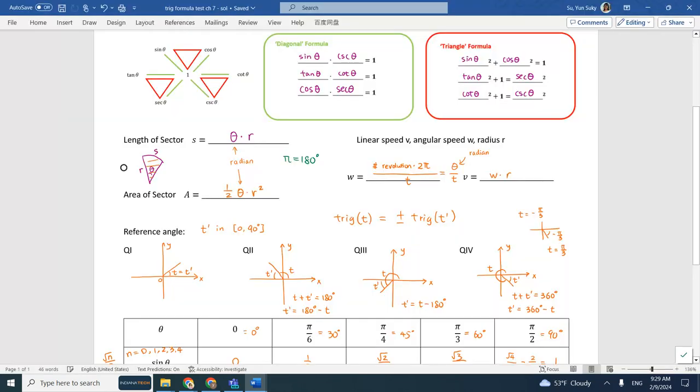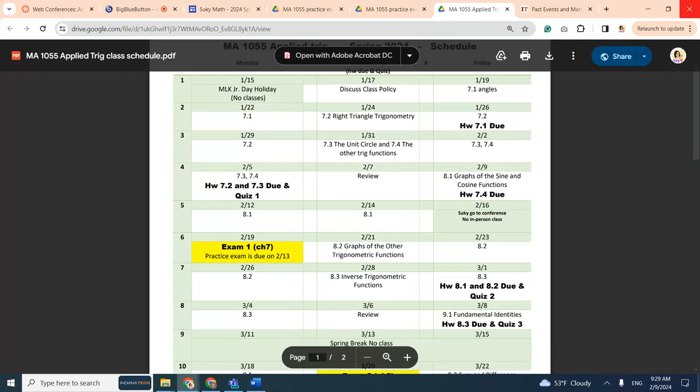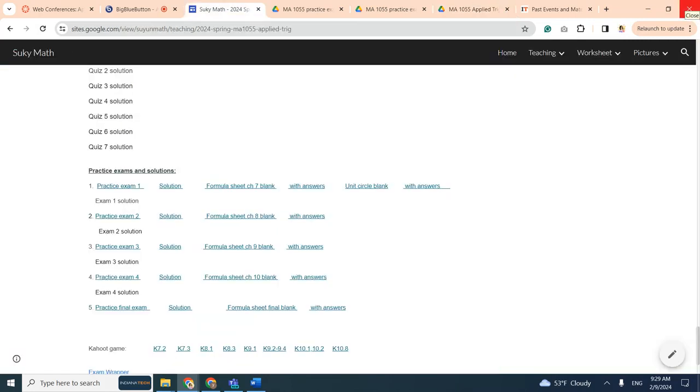Okay. So this sheet is also on our website. You see this formula sheet, chapter 7, blank and with the answers. That's the one we just went over. And the unit circle, blank and with answers.